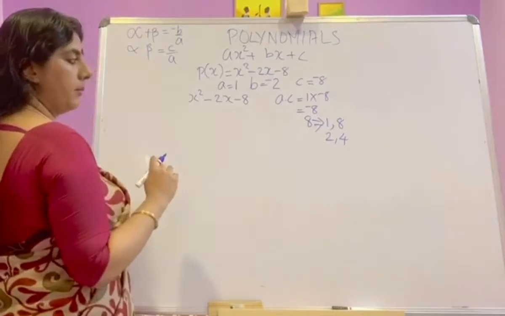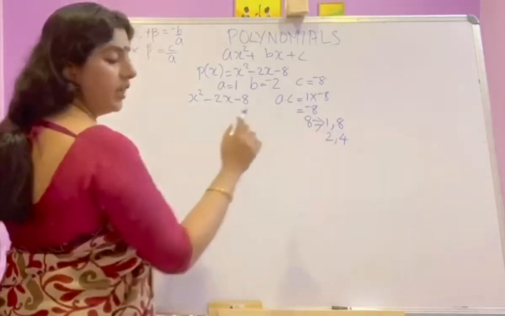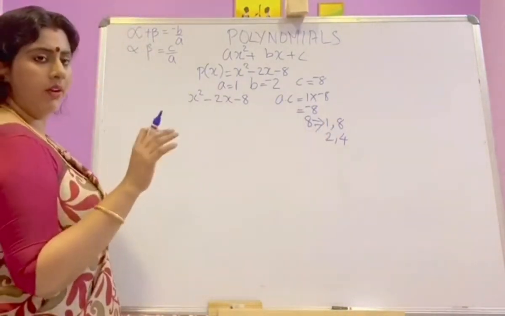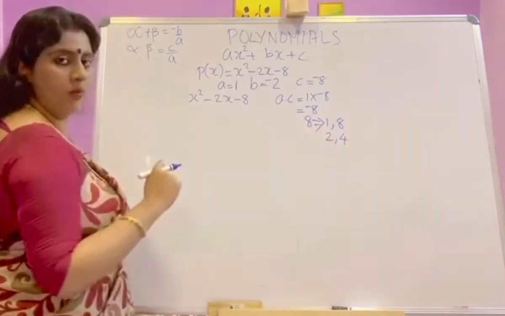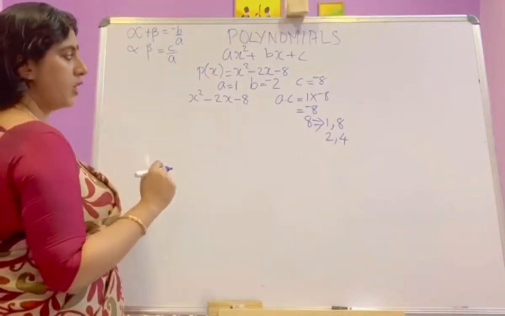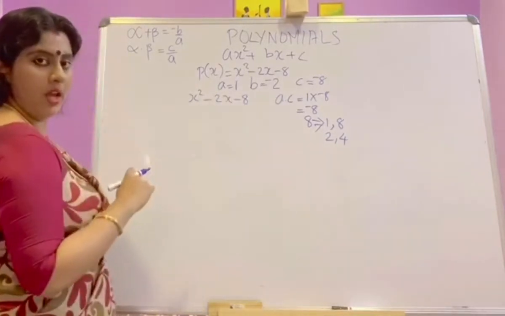How will you get the minus 2? After doing anything with 1 and 8, you will never get minus 2. Now the next thing is 2 and 4. There is a possibility of getting minus 2. How will you get it?